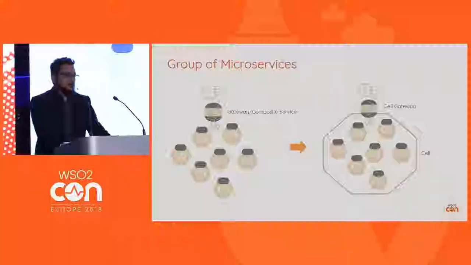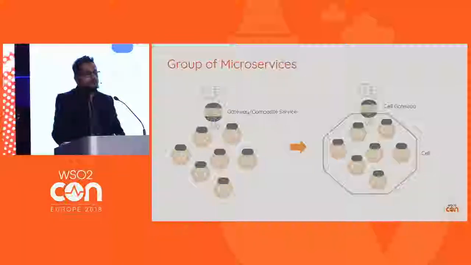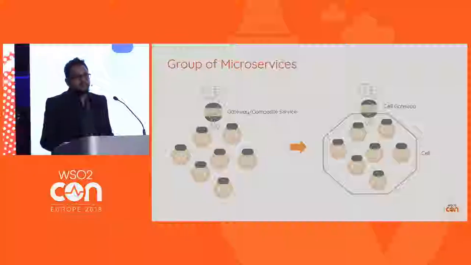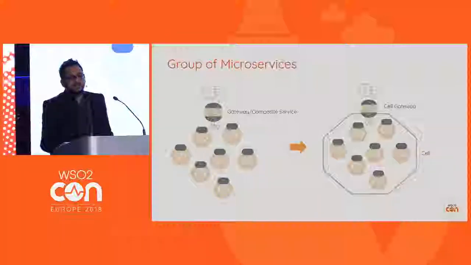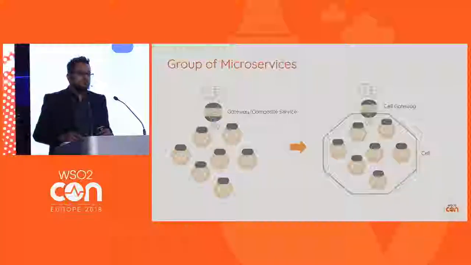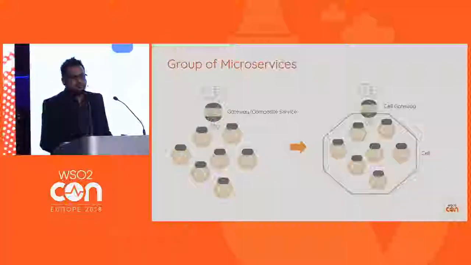this slide is from Asanka's presentation. What is a cell? Right? So in a microservices architecture, you can have several microservices. Let's say these microservices now interact with each other. If you do not have a proper model of wiring these microservices together, eventually you will end up with a spaghetti mess, right?